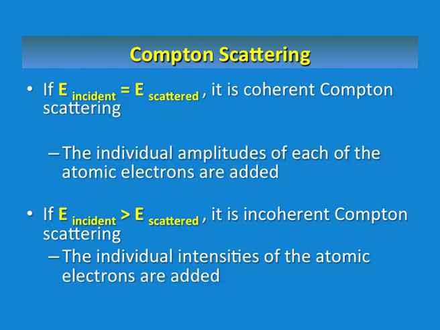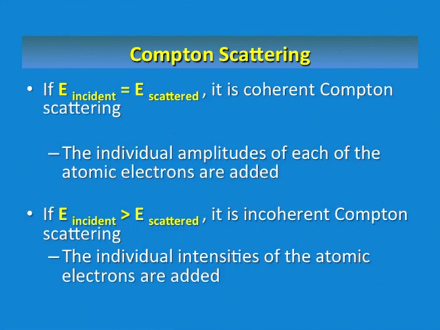Now, when the energy of the scattered ray is equal to the energy of the incident ray, we get coherent Compton scattering. We observe coherent Compton scattering when the energy of the incident ray is equal to the energy of the scattered ray. The individual amplitudes of each of the atomic electrons are added, whereas if the energy of the incident ray is greater than the energy of the scattered gamma ray, it is called incoherent Compton scattering, and the individual intensities of the atomic electrons are added.